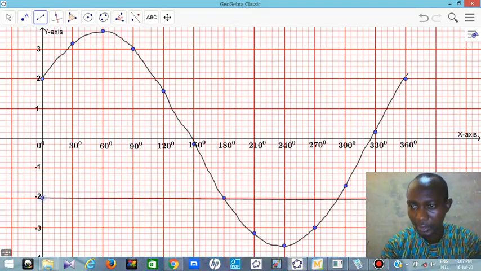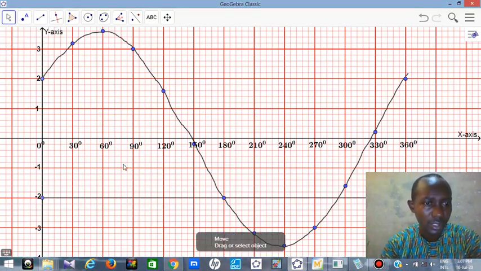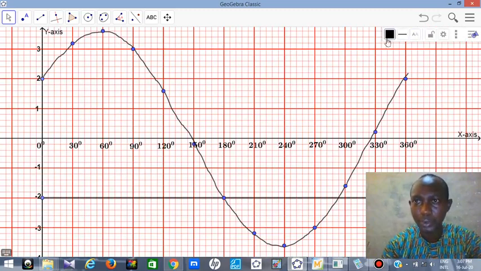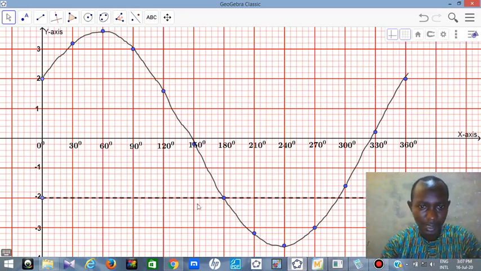Let's take it to somewhere here. You are using a ruler to do this on your paper. You draw a line from -2, a straight line, and most times this straight line needs to be a broken line. So let's make it broken lines, like this. Let's increase the thickness so that you can see it bold. Okay, let's leave it at 8 so you can see it.